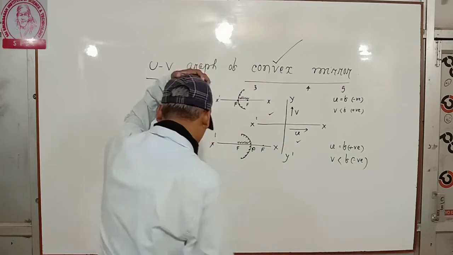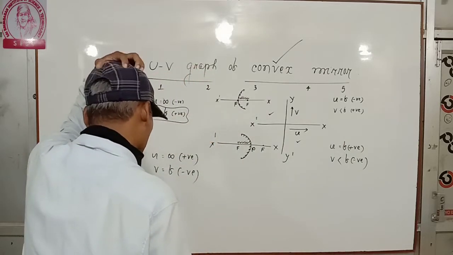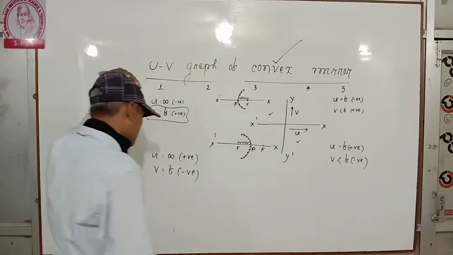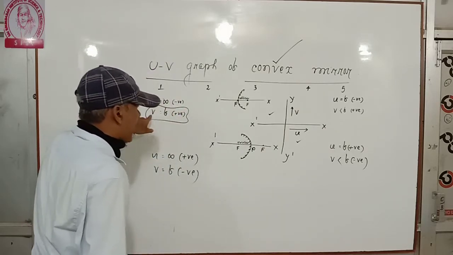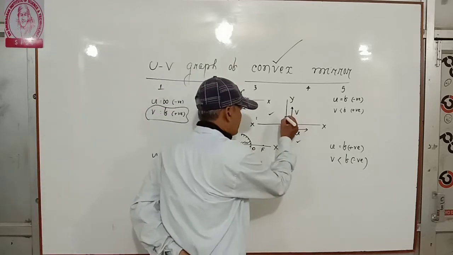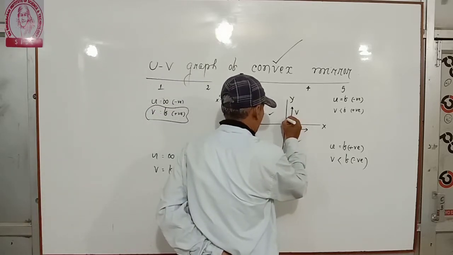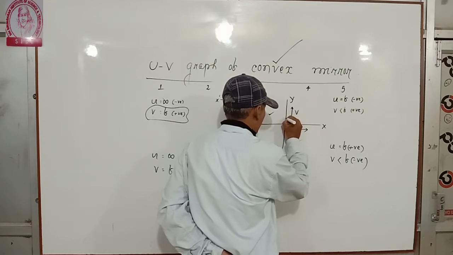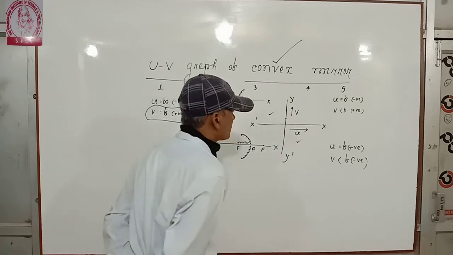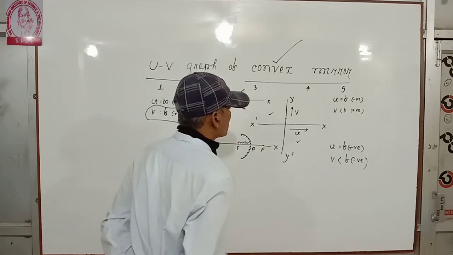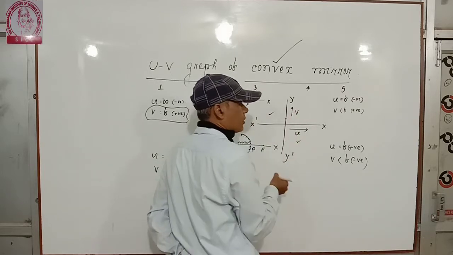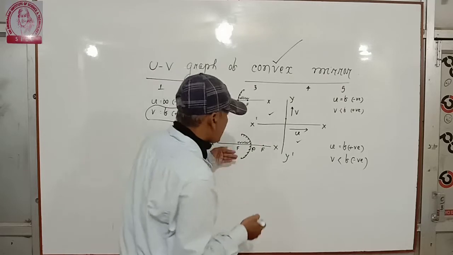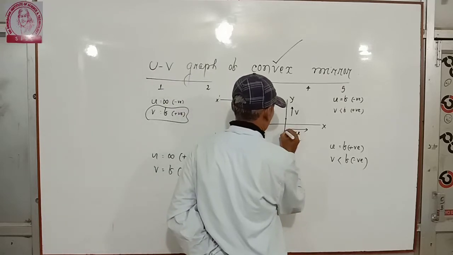Okay, let's start now. You see the maximum value of V is F. So take a point here. Maximum value is F. Okay, you take a point here. The maximum value of V is also minus F in this case. Okay.